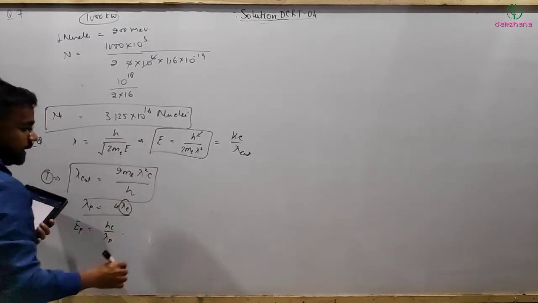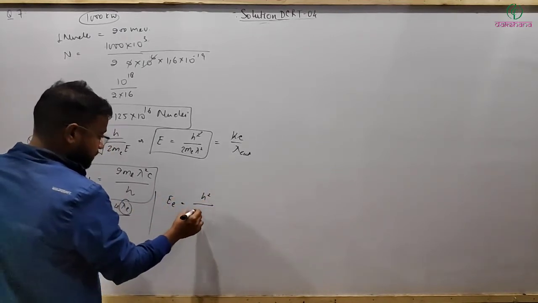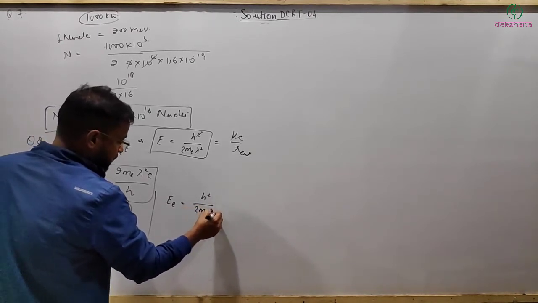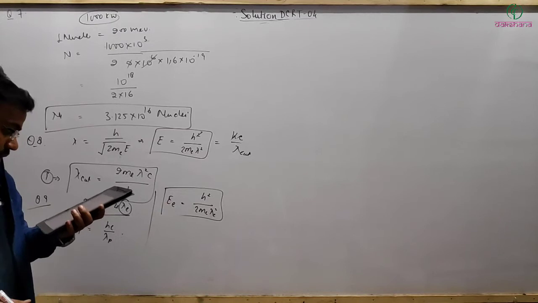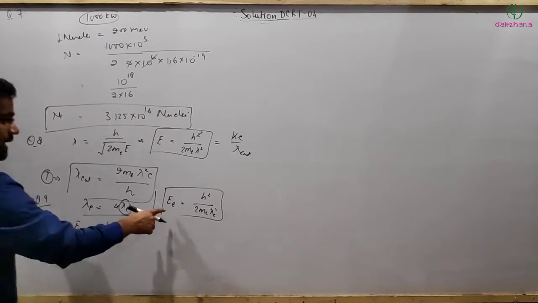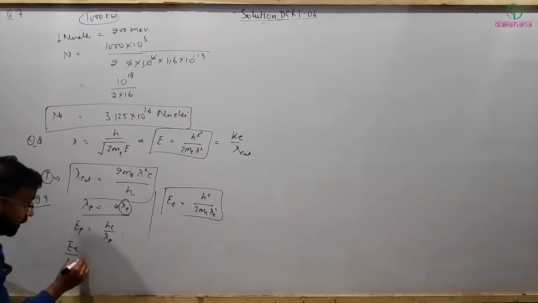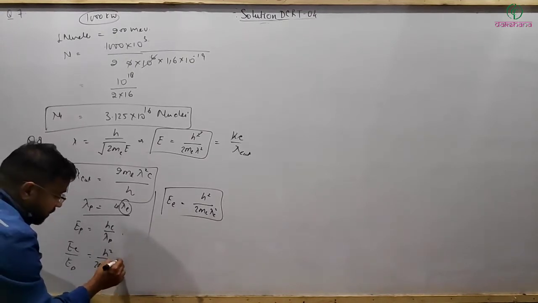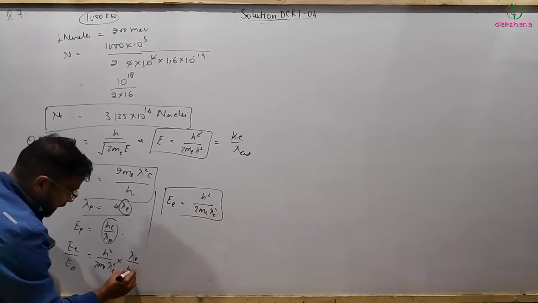And this is for the electron, so for that we can write: energy of electron is equal to what? h square divided by 2m into lambda e square. And what is asked here is the ratio of energy of electron to that of photon. So energy of electron divided by energy of photon, E electron divided by E photon, is h square divided by 2me into lambda e square multiplied by lambda photon divided by hc.